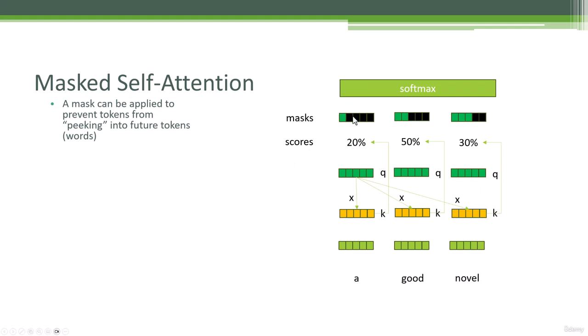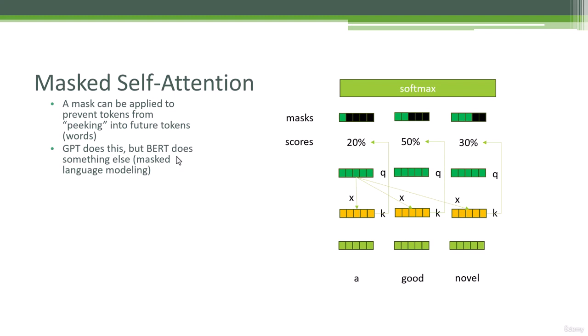So here we have a mask where green represents maybe the value 1 and black represents the value 0. By multiplying each individual token by that mask, we end up masking out any information from tokens that are ahead of us, right? This is something that GPT in particular does, by the way. It's not something that all transformers do. BERT does something similar, but it's a little bit different.